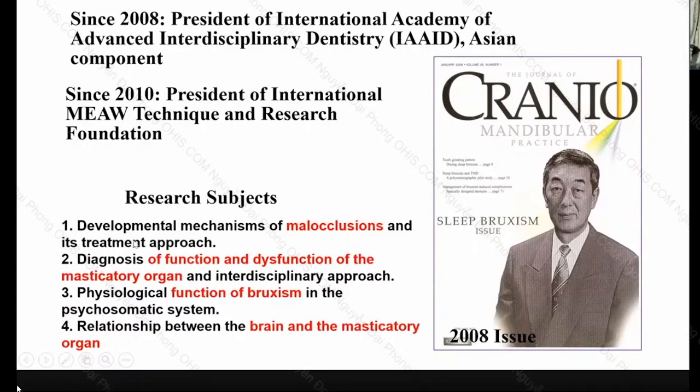This is my research subject, but also the diagnosis of function and dysfunction of the masticatory organ and interdisciplinary approach. Number 3, physiological function of bruxism in the psychosomatic system. And number 4, the relationship between the brain and the masticatory organ. Currently, I'm concentrating my research on this subject.